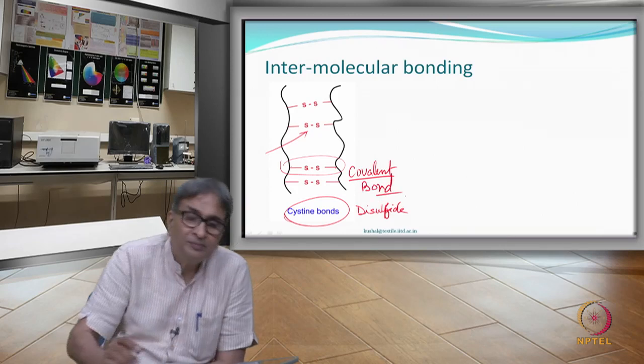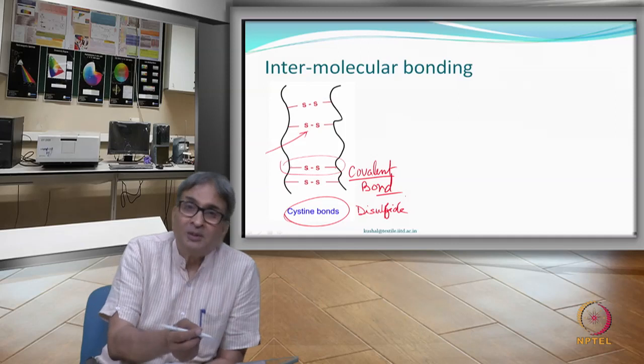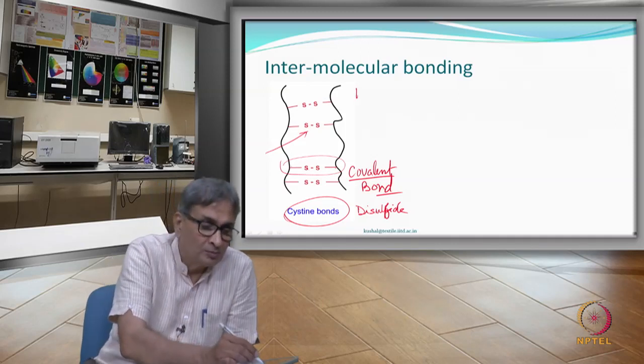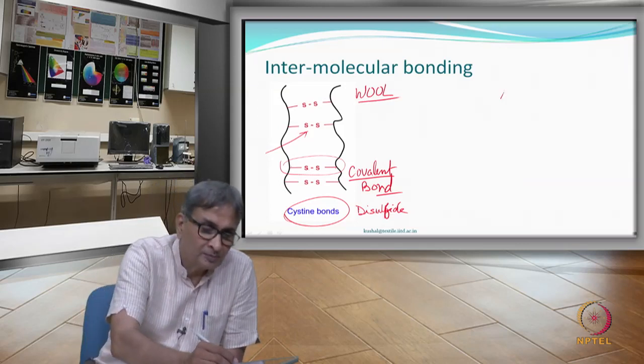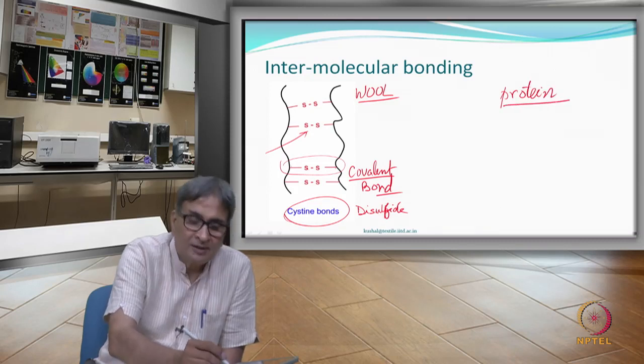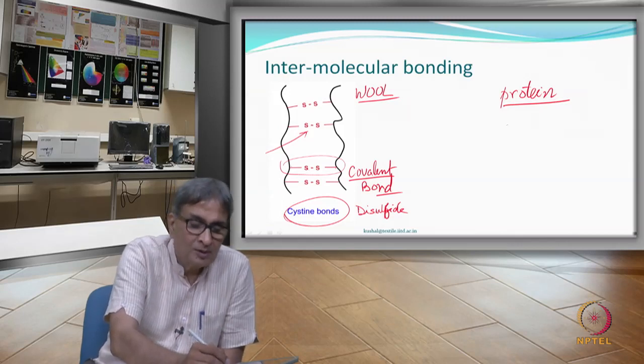Where do we see them? We will see them in wool. Wool is a protein fiber. As we said last time also, the molecules are also called polypeptides.